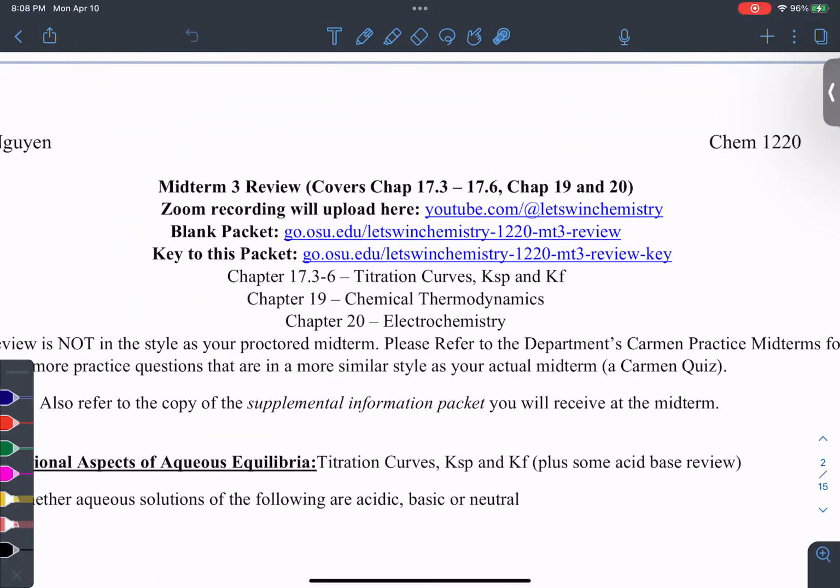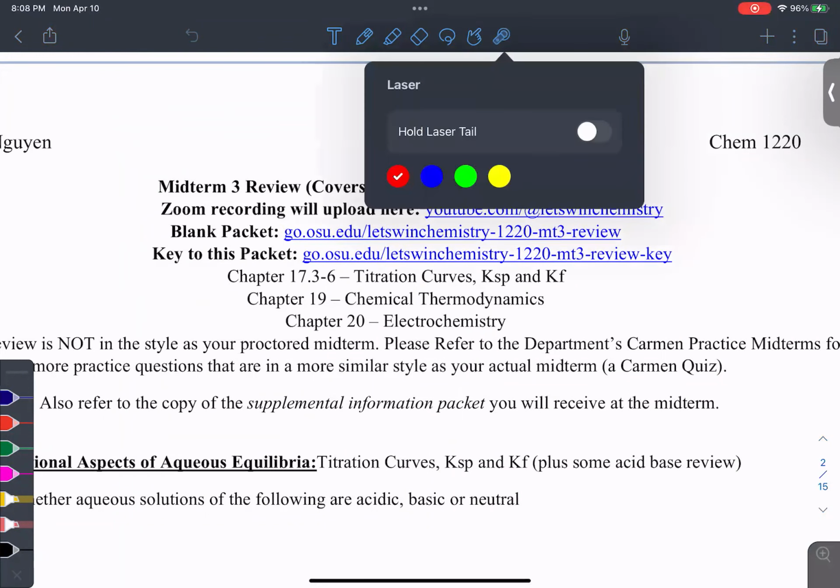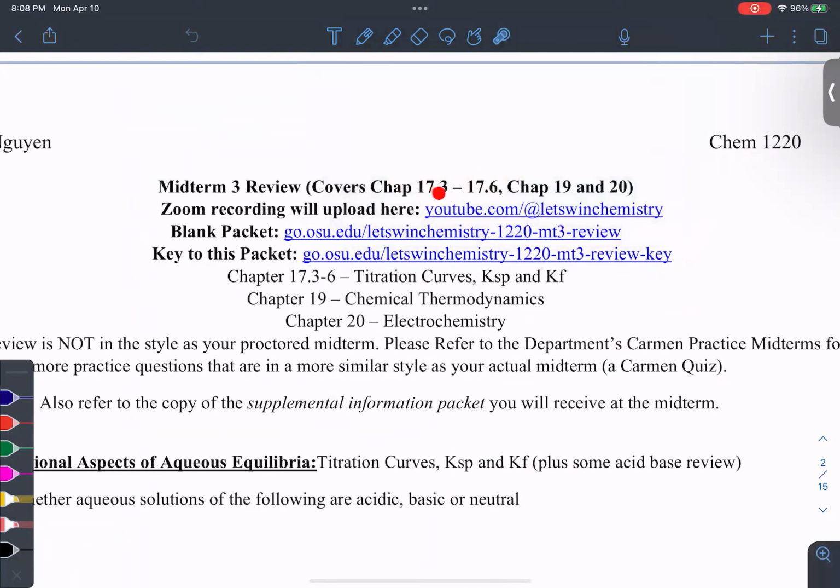So if you don't see here at the top of the packet, midterm 3 covers the last part of chapter 17. So this is specifically titration curves, KSP and KF, K formation. So the new types of equilibrium that we studied. Chapter 19 is chemical thermodynamics. So we introduced the idea of entropy. And then chapter 20 is electrochem.